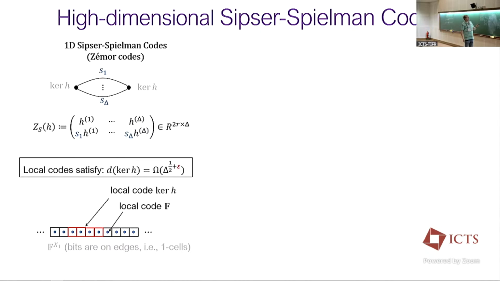Okay, and we can also view it like a shift code. We have several levels. We have individual bits. We have local checks. And we also have a global code that corresponds to this. So this is a standard Tanner construction. Every Tanner construction is a shift code.